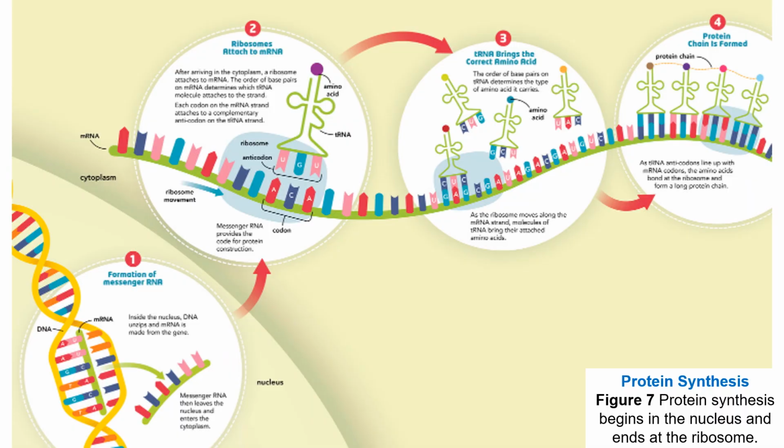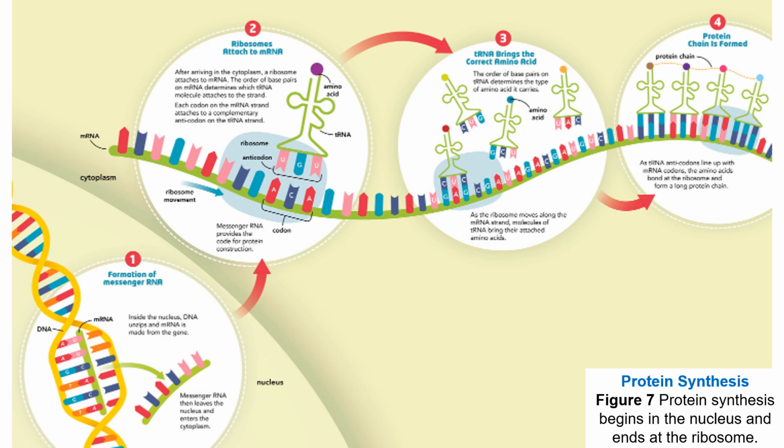So here we have protein synthesis. Figure 7: protein synthesis begins in the nucleus and ends at the ribosomes. So at 1, we have formation of messenger RNA. Inside the nucleus, DNA unwraps and mRNA is made from the gene. Messenger RNA then leaves the nucleus and enters the cytoplasm.